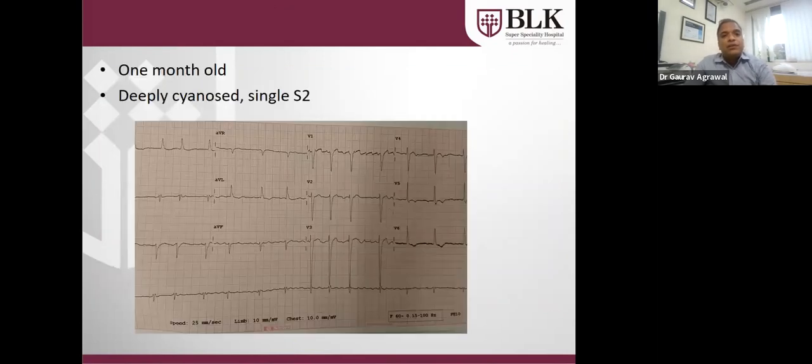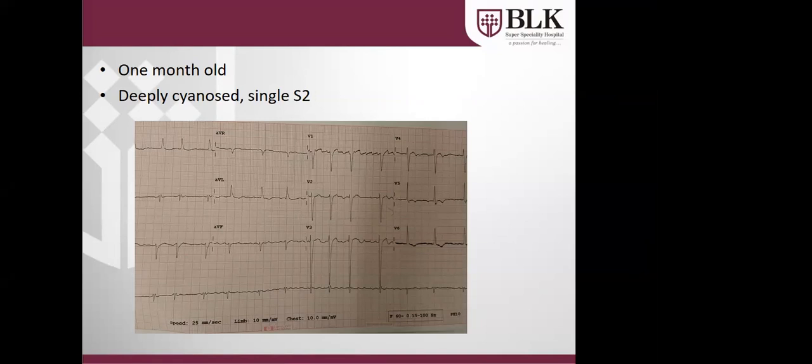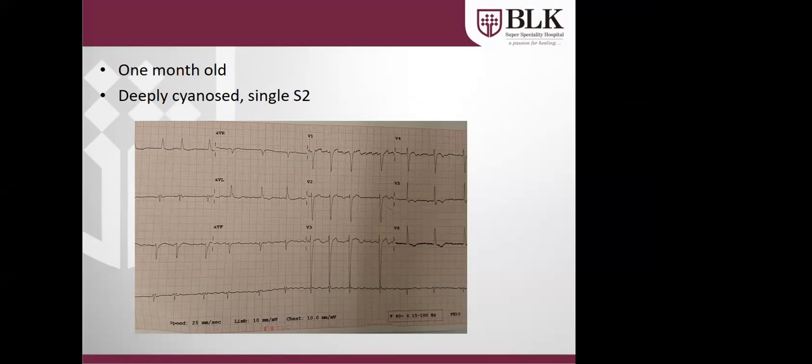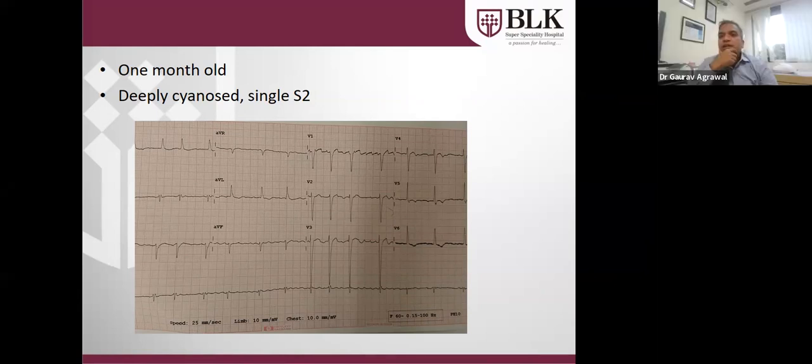1 month old, deeply cyanosed, single S2. What is the axis? Left axis. What can be the causes of left axis? Generally, newborn is having right axis. Yes, very good. Newborn is having right axis deviation normally. If newborn is having left axis deviation, it means the ECG is abnormal.